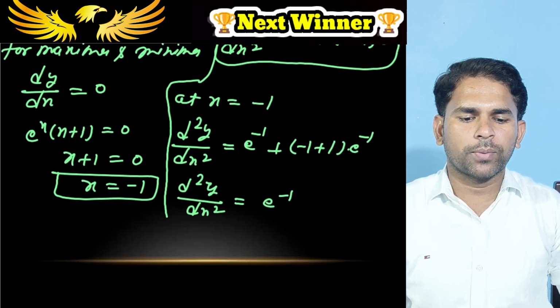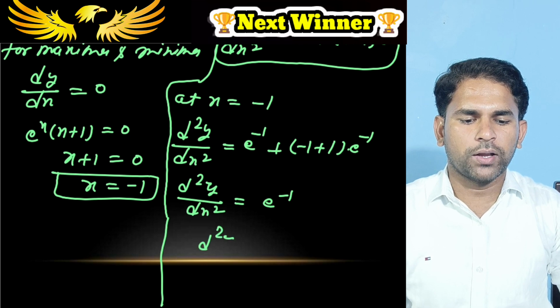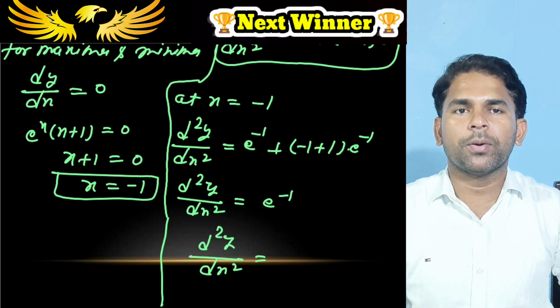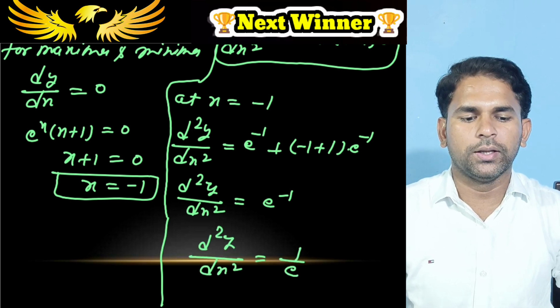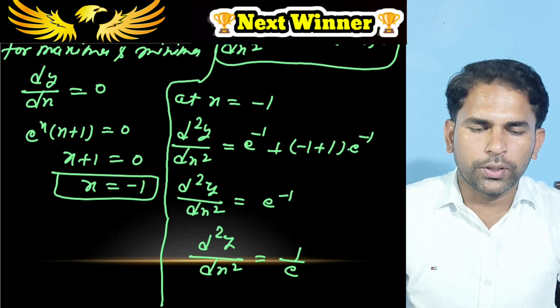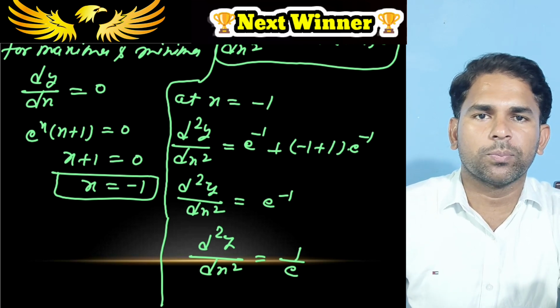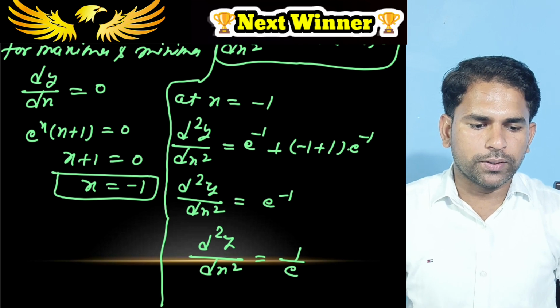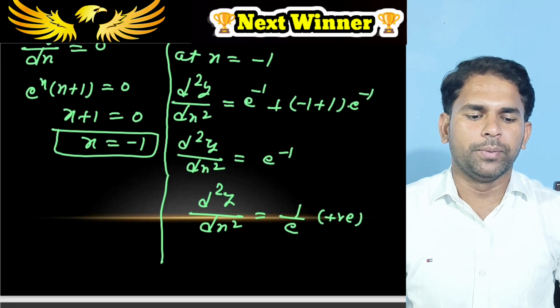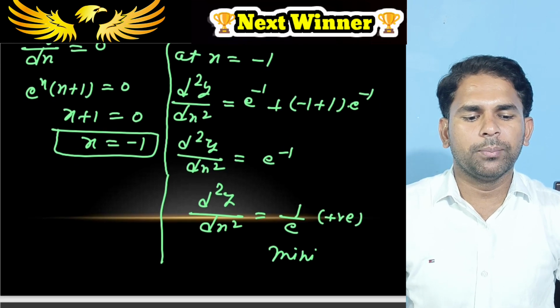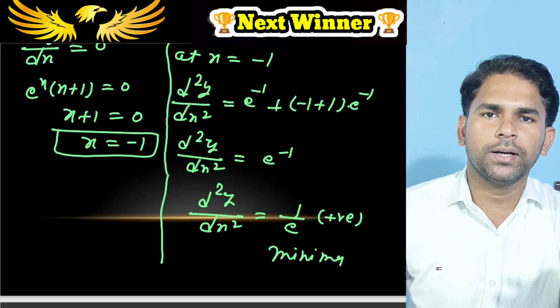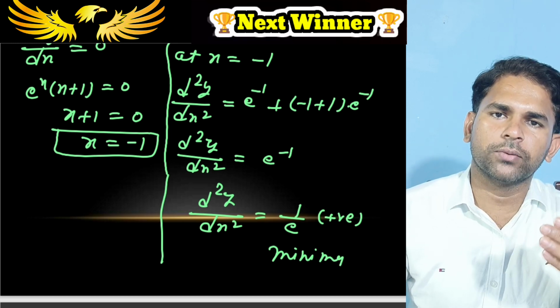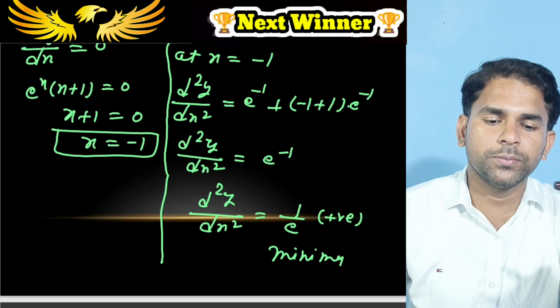So finally d²y/dx² = e^(-1), which we can write as 1/e. Before 1/e there is no sign, which means we can consider it positive. Positive sign means minima. Positive means minima value. How much minima? The function will give the minima value. How much minima will it give?